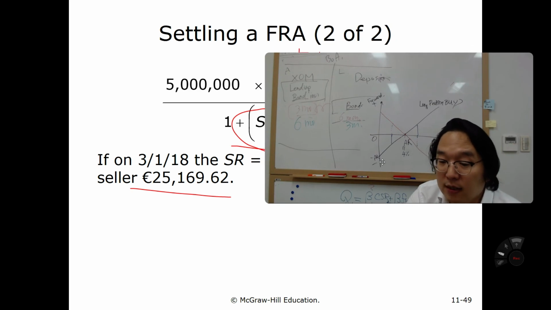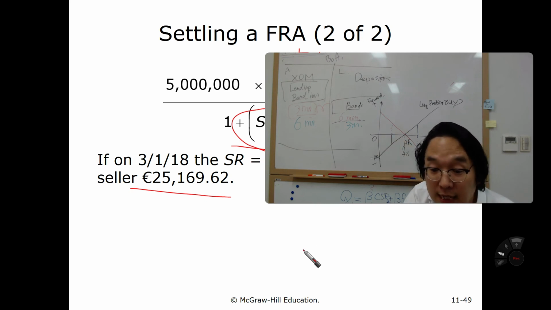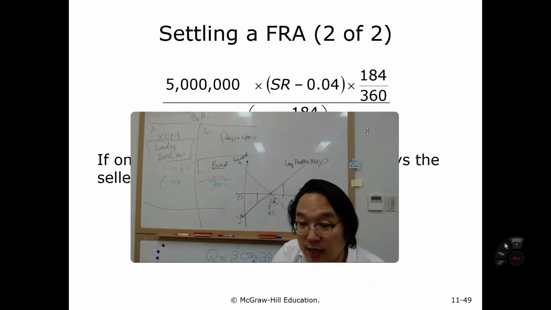On the other hand, if the settlement rate turns out to be over here, the buyer is a loser, you have to pay the seller. How much? 25,169 euros, right? So that's something you would be able to calculate at that point. Because this is the absolute value, you have to switch these two, SR, AR, you have to switch these two.